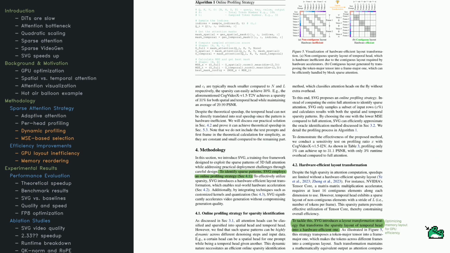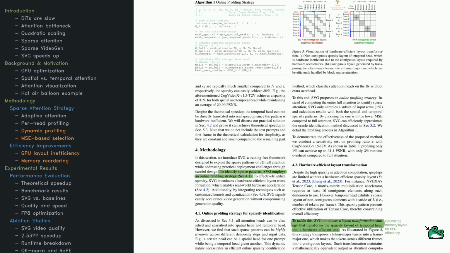Attention heads aren't all the same. Some focus on spatial details inside a single frame, while others track motion across time. But how do we know which head should do what? That's where online profiling comes in. Instead of assuming fixed sparsity, SVG dynamically figures it out using an online profiling strategy. Here's how it works. Take a small sample of queries and test them with both spatial and temporal attention. Then, compare the results to full attention using mean squared errors. The approach that gives the closest results wins, and SVG assigns that attention head accordingly. This means SVG doesn't need retraining. It learns on the fly.